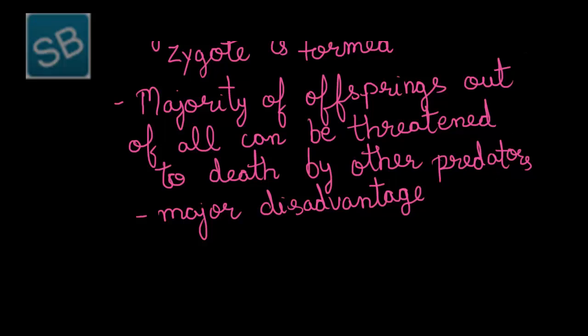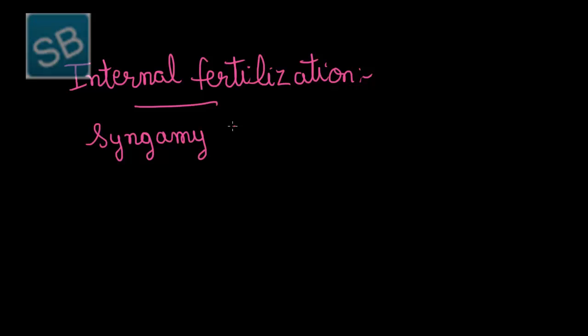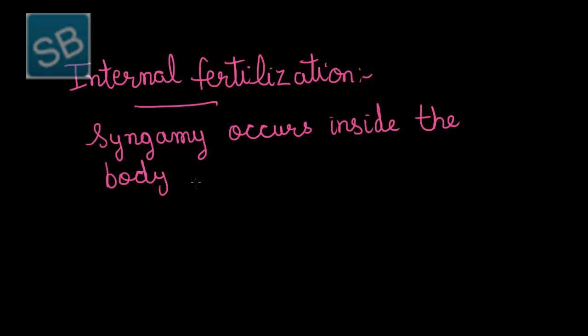The second type of fertilization is internal fertilization. From the name it can be understood that this is the fertilization process in which the fusion occurs within the body. That is, syngamy, as said earlier, the fusion of male and female gametes, occurs inside the body, within the organism.